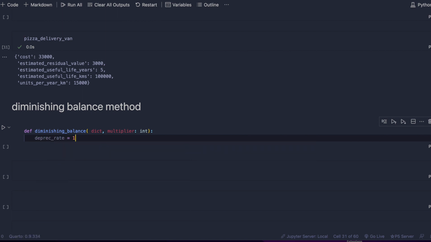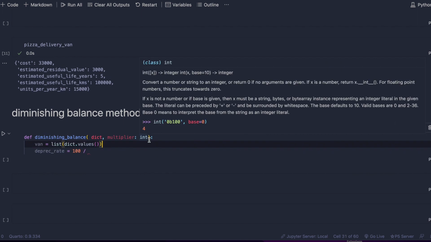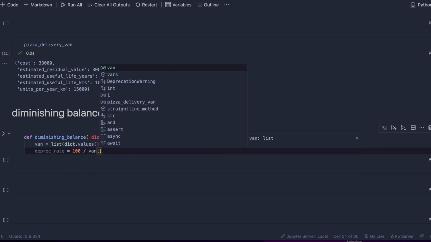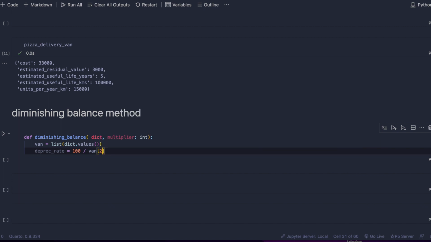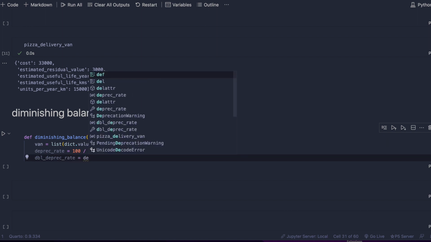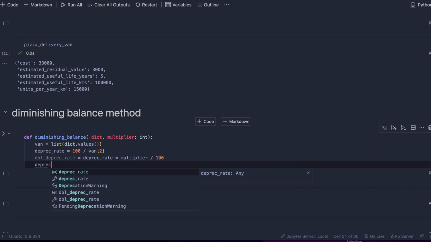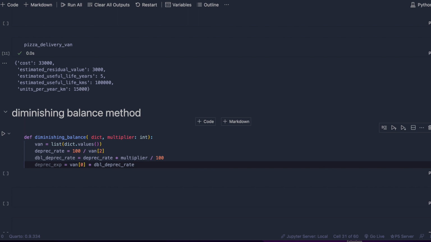Depreciation rate is 100. We want to be lazy here. So, estimated useful life in years, so that is 2. Remember, it's 0, 1, 2. Double depreciation rate is depreciation rate times the multiplier divided by 100. Depreciation expense, cost times the double depreciation rate.